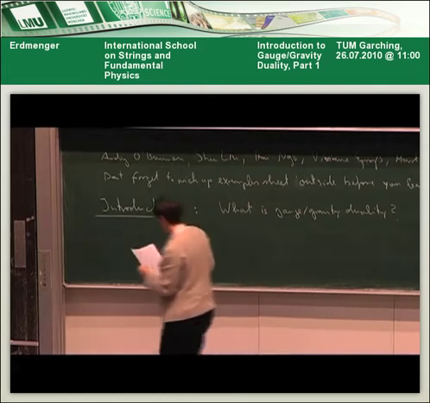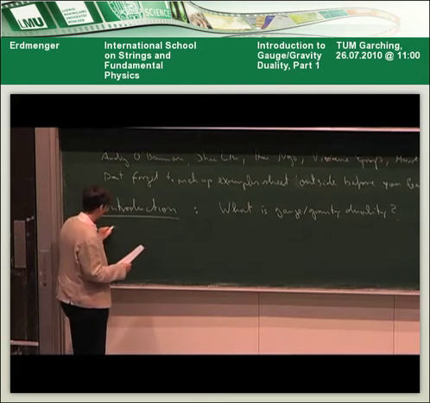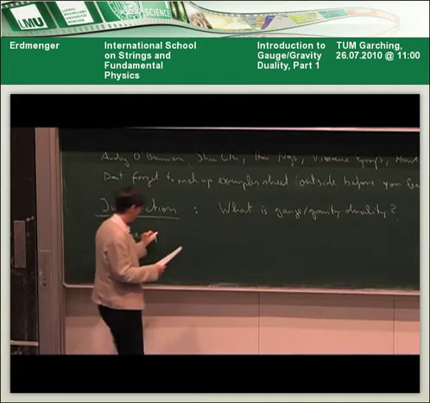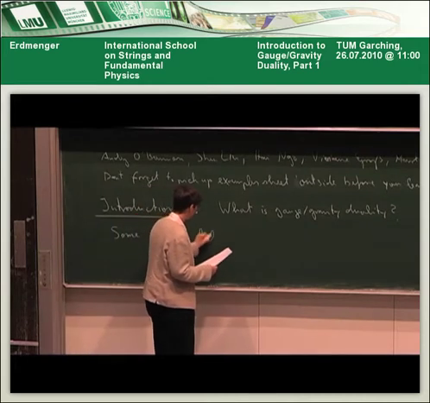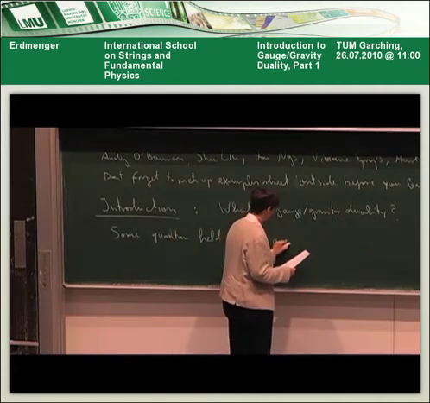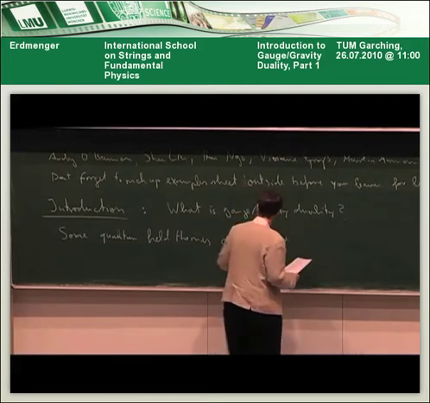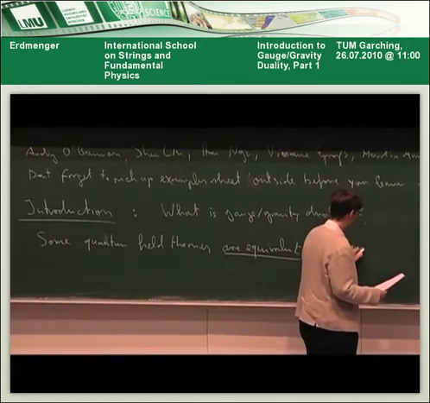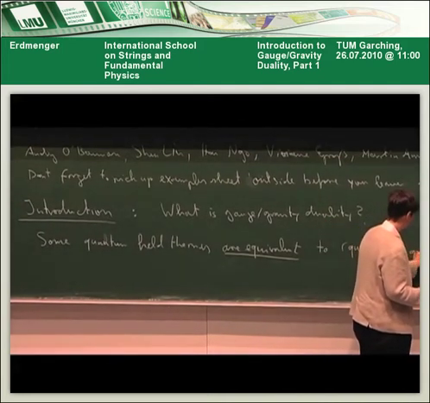Okay, so the most general statement which we can make to understand what this is, is to say that some quantum field theories, and I'll be more precise about "some" in the course of the lecture, they are actually equivalent to particular (quantum) gravity theories. And I put this "quantum" in brackets for a reason which I'm going to explain next.